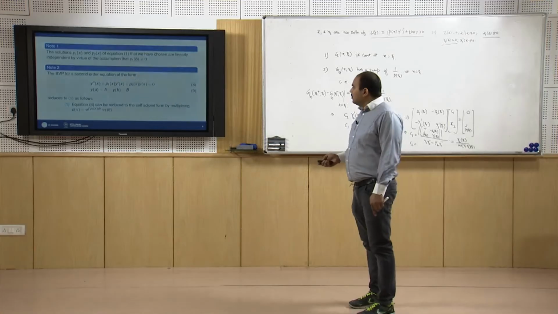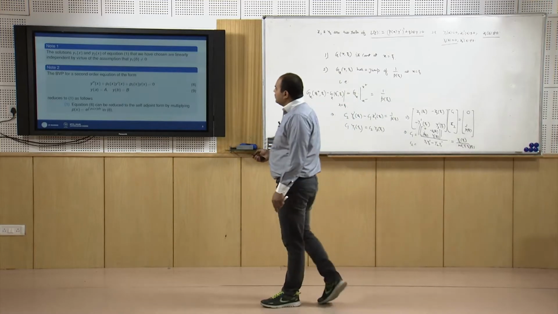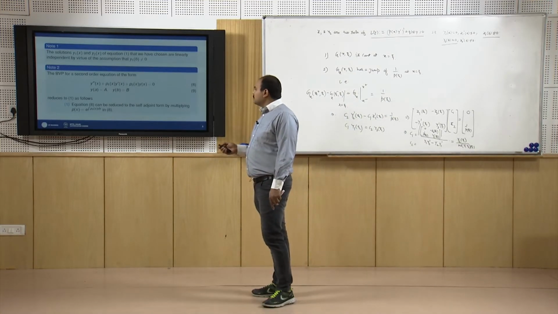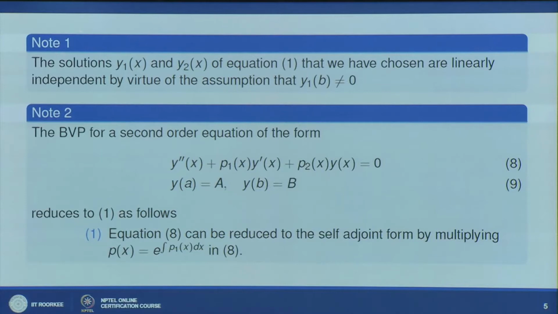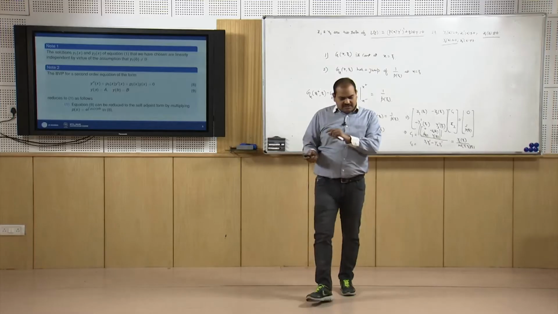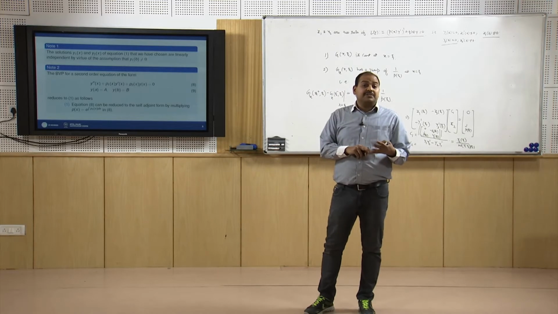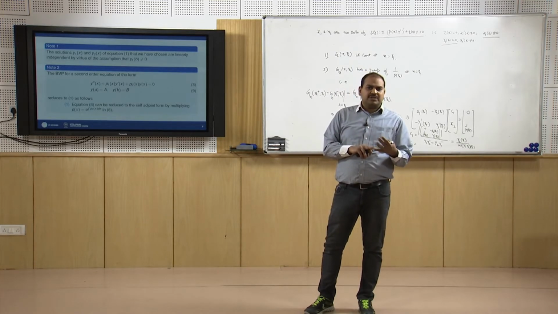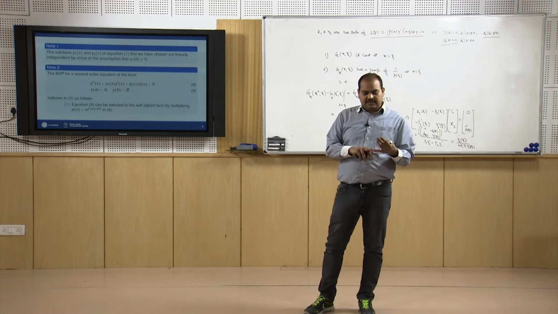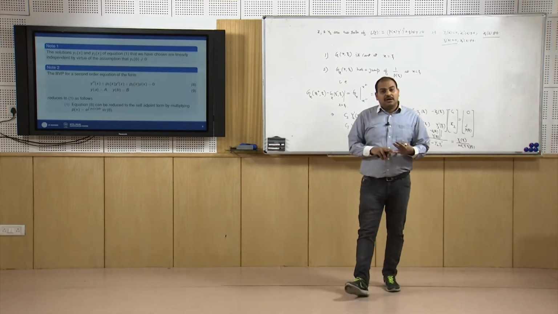So now let us discuss here. Note 1 is precisely the same thing: the solutions Y1 and Y2 of equation 1 that we have chosen are linearly independent by virtue of Y1(b) not equal to 0, but Y2(b) equal to 0. What we have discussed is the particular case when the linear differential equation is given in self adjoint form plus boundary conditions are given in homogeneous form.